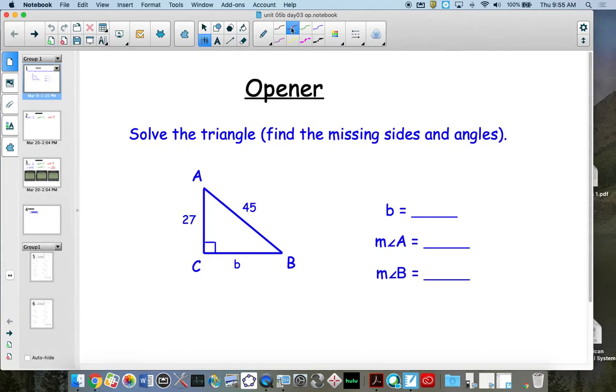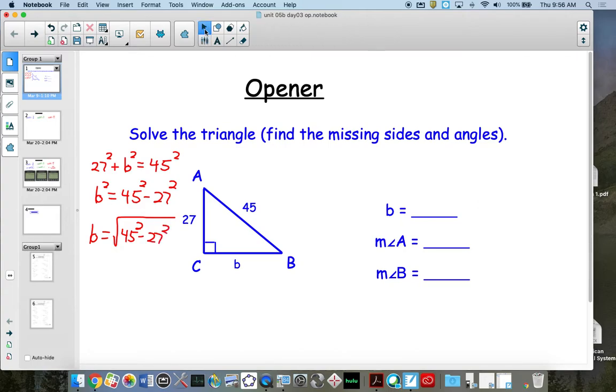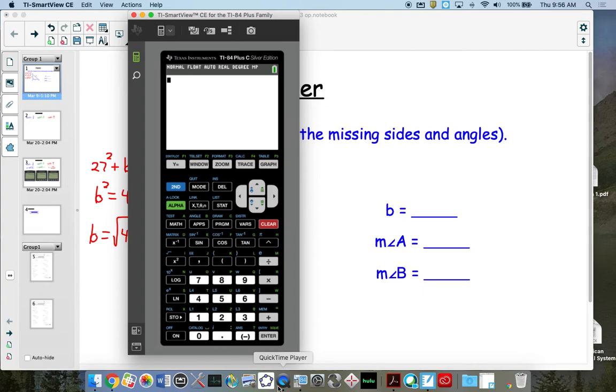So to figure out what b is, I'm going to set up the Pythagorean Theorem. 27 squared plus b squared equals 45 squared. Now there's a couple ways to handle this. I don't want to grab my calculator yet. So what I'm going to do is subtract 27 squared from both sides without punching it in. And then I'm going to take the square root of that to figure out what b equals. And now I'm going to grab my calculator and punch all of this in at once. If you want to do it as you go, that's fine. I just think it's less work to punch it all in at once.